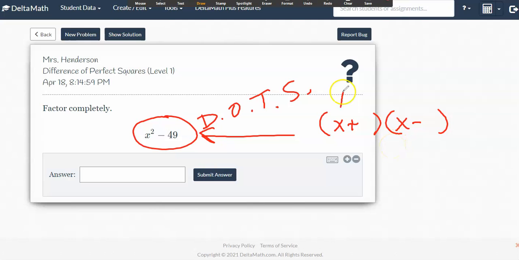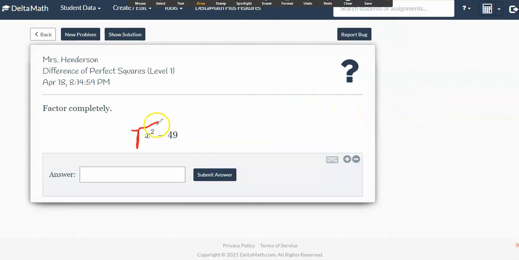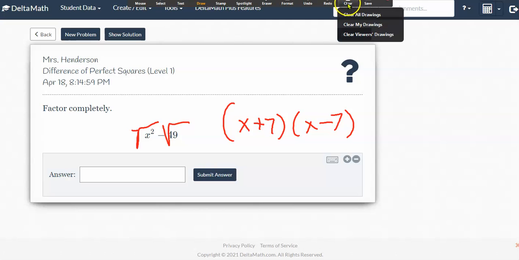Now, how do I find these things? How do I know what's here and what's there? Well, it's very simple. You square root the first term, you square root the second term. That's it. Square root of x squared is x, so there's x in the first position. Make sure you have a plus and minus sign, and then you square root the second position number. So x plus 7, x minus 7.